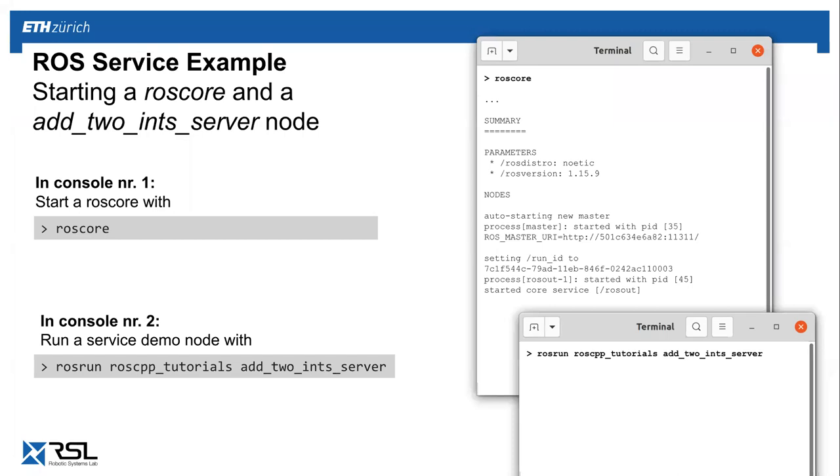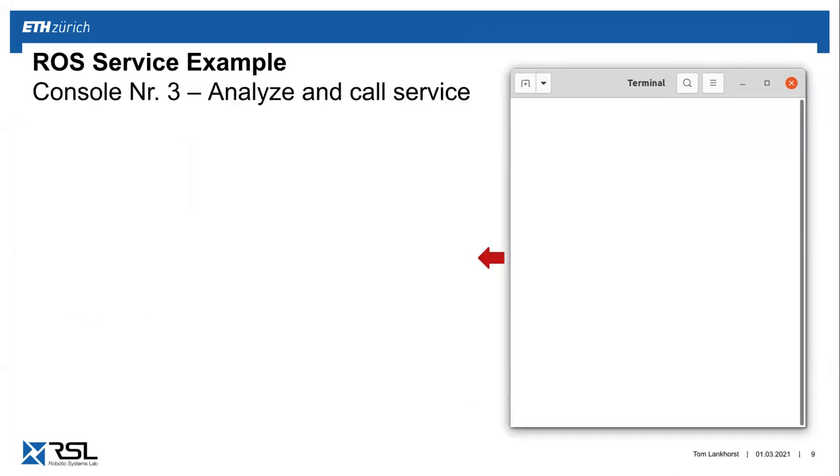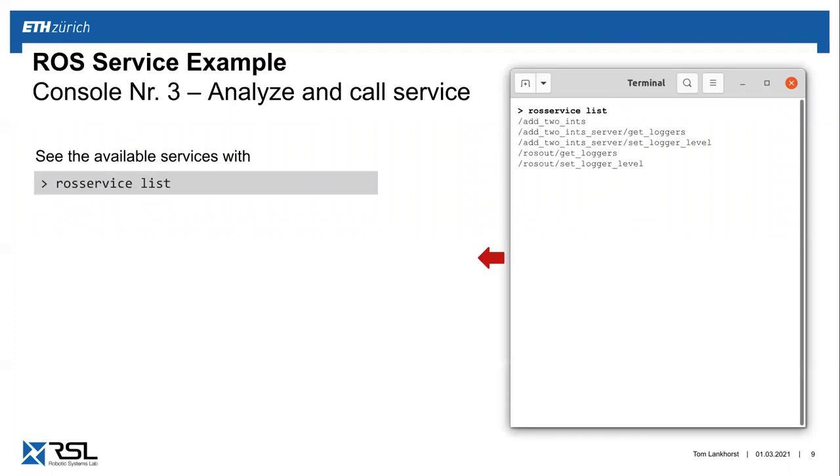Now in the third terminal, we'll be analyzing and calling the service that we just started. First of all, the rosservice list command. When we execute the rosservice list command, we will see that the command returns all the services available at this moment in your ROS network. And one of these services is the service add_two_ints, like expected. We also see that there are some more services available. These are automatically instantiated by the ROS infrastructure.